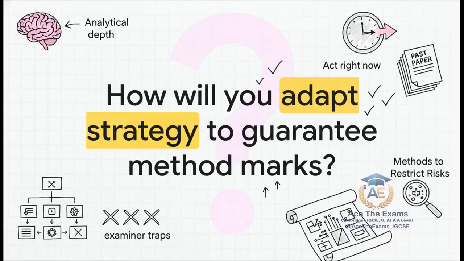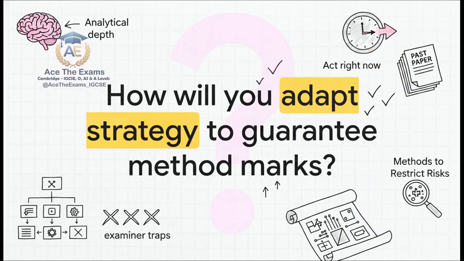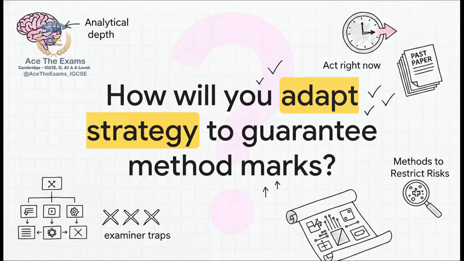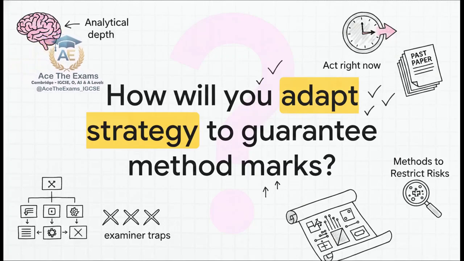So, here is my final provocative challenge to you. Grab a past paper right now. Seriously, do not wait until tomorrow. Look at a complex question on methods to restrict risks and apply this exact systematic framework we just built. Knowing the examiner's diagnostic criteria, how will you adapt your evaluation strategy to guarantee your method marks today? The blueprint for your success is entirely in your hands now. Go apply it, keep pushing for that analytical depth, and I'll see you in the next session.